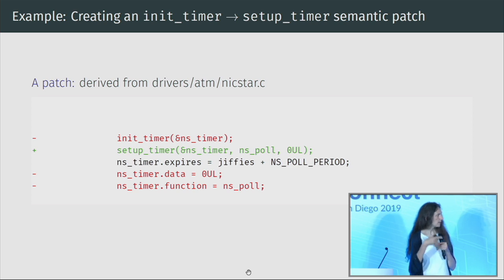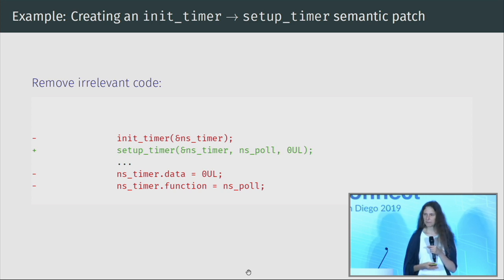In between the init_timer and the initialization of the data field, there's an initialization of the expires field. That's not part of the setup_timer operation, and so we don't want to do anything with that. And there's also the name of the timer, ns_timer. It's not very important. The name of the data value, the name of the function, those are all not very important. So we're going to need to generalize away from them as well. Okay, so the first thing we can do is we can get rid of expires.